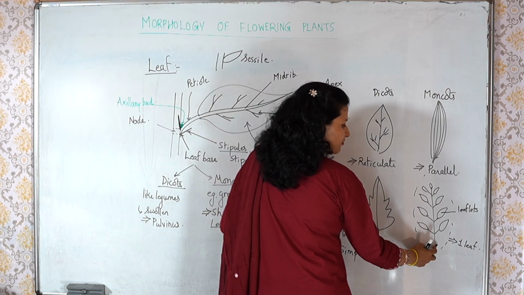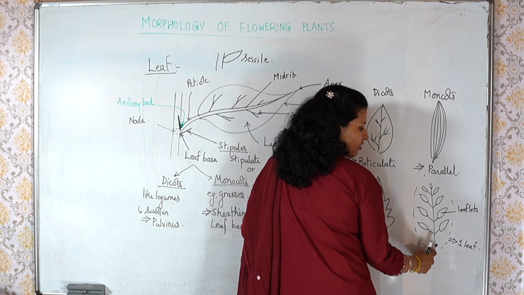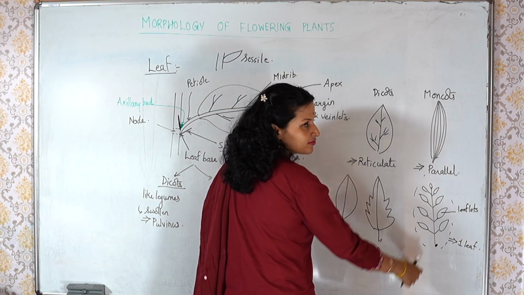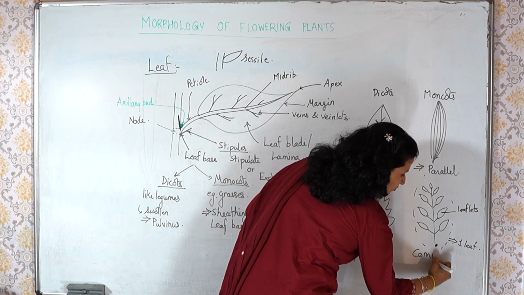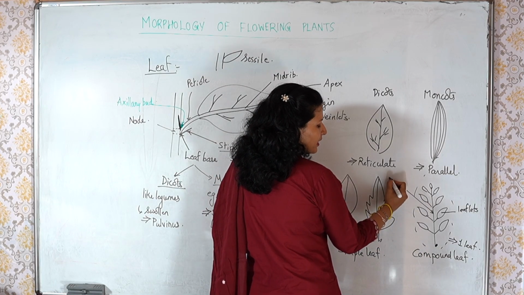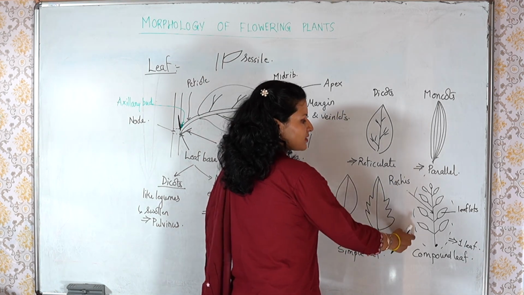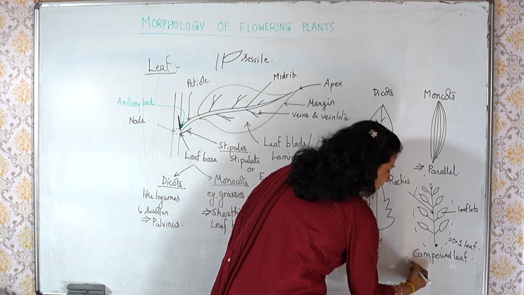The axillary bud will not be found in the axil of the leaflets, but it will be found in the axil of the main leaf. This leaf is no longer a simple leaf, it is called a compound leaf. The midrib is no longer called a midrib in this case, it is called a rachis. Compound leaves are of two different types. What I have shown over here is a pinnately compound leaf.